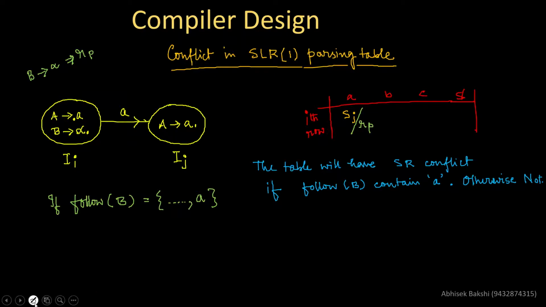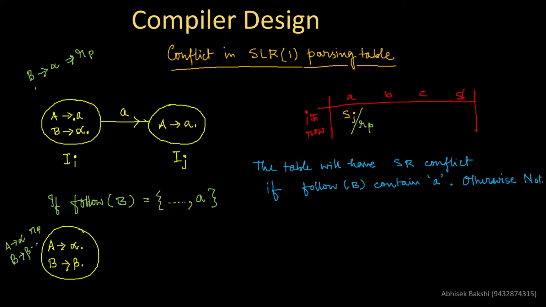Similarly, think of another case for the RR conflict. We are considering A to α dot, one final item, and B to β dot, another final item. Consider that A to α is, say, the Rp-th production rule and B to β is the Rq-th production rule. Assume these two.